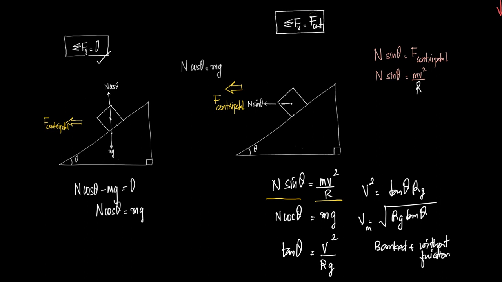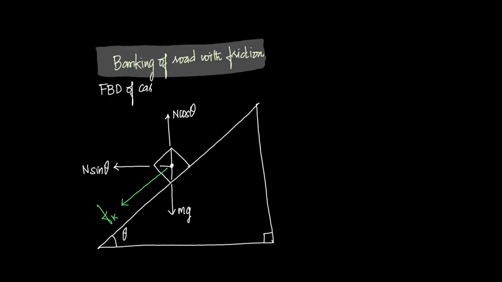Okay, now let us see what happens in the case where there is friction. So when we discuss banking of road with friction, what are the various forces acting on it? Mg will act downwards. Then we have the normal reaction, which is acting perpendicular to the surface, which can be resolved into two components, n cos theta and n sin theta, and then we have the frictional force, which is acting downwards along the slope of the banking, right?